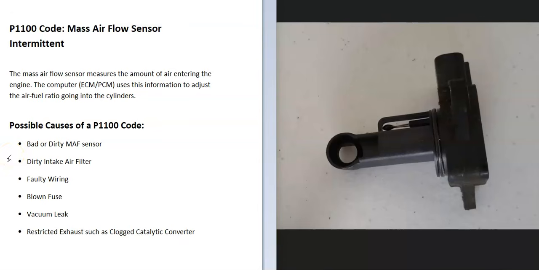So today I'm talking about a P1100 code, what it is and how you go about fixing it. And so what is a P1100 code? Well, it's a mass airflow sensor intermittent. And what does this mean?